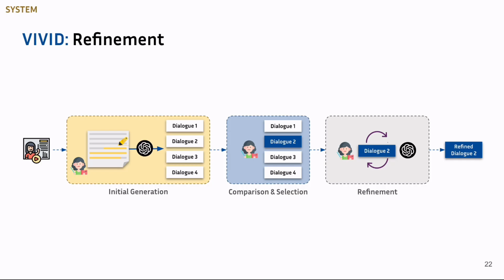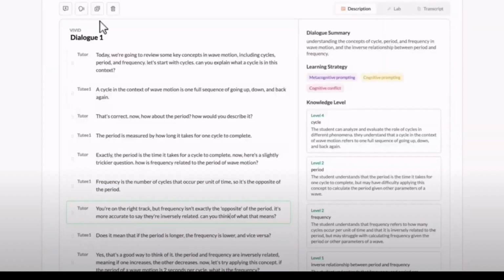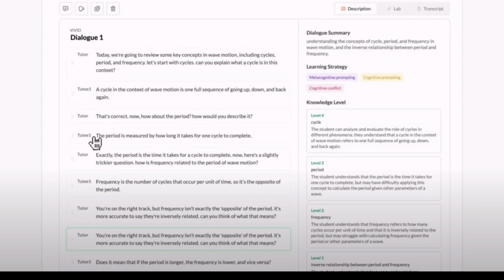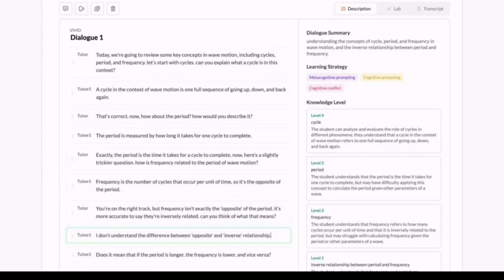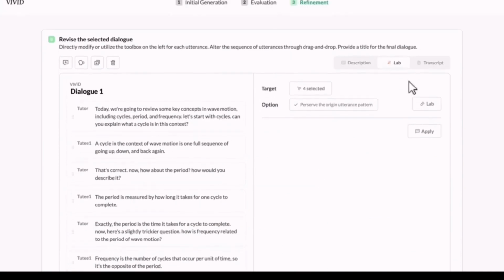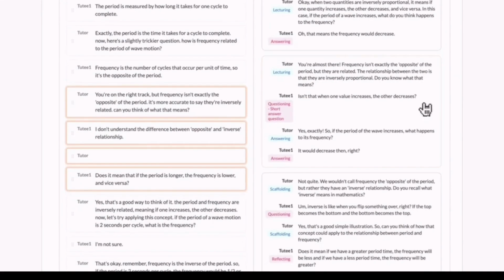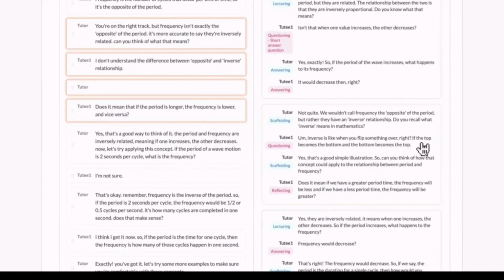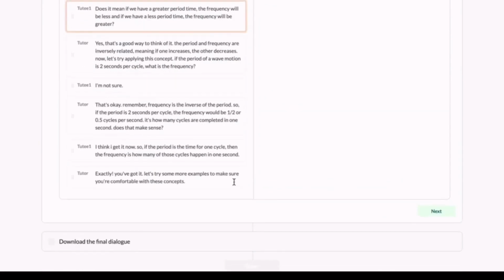Lastly, instructors can refine the selected dialogue by collaborating with the LLM. Instructors can also refine the dialogue manually, such as adding or deleting utterances. Furthermore, Vivid offers a laboratory which enables instructors to refine dialogues by exploring various versions of selected sub-dialogues.